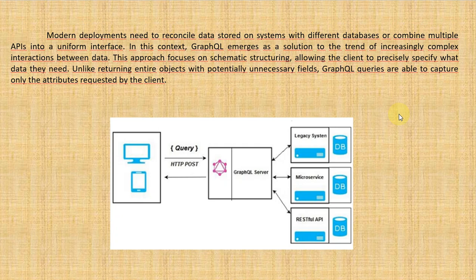Modern deployments need to reconcile data stored on systems with different databases or combine multiple APIs into a uniform interface. In this context, GraphQL emerges as a solution to the trend of increasingly complex interactions between data. This approach focuses on schematic structuring, allowing the client to precisely specify what data they need. Unlike returning entire objects with potentially unnecessary fields, GraphQL queries are able to capture only the attributes requested by the client.